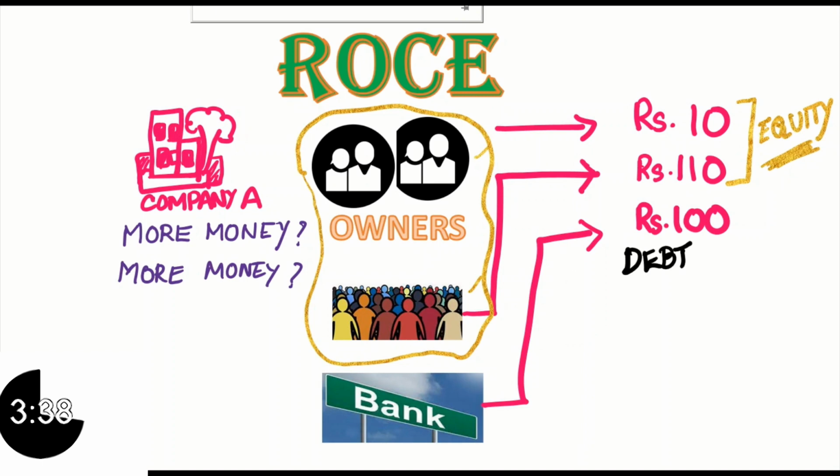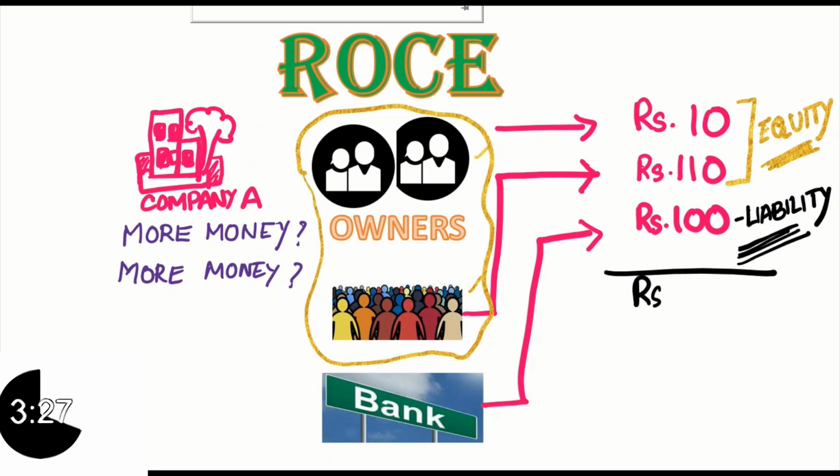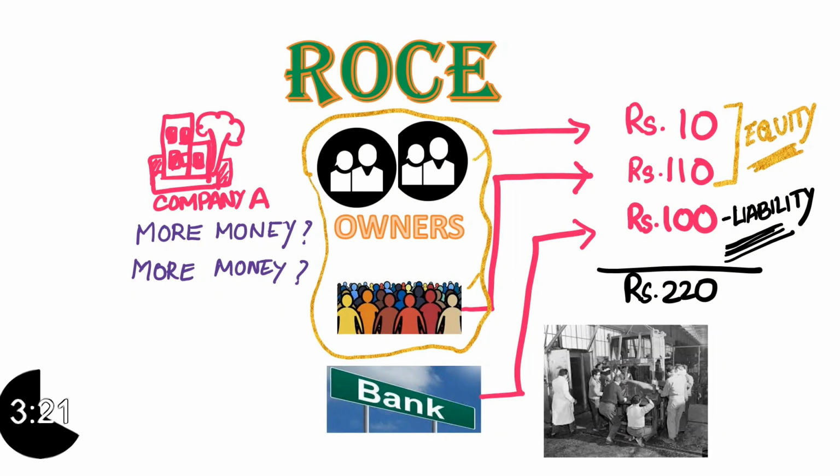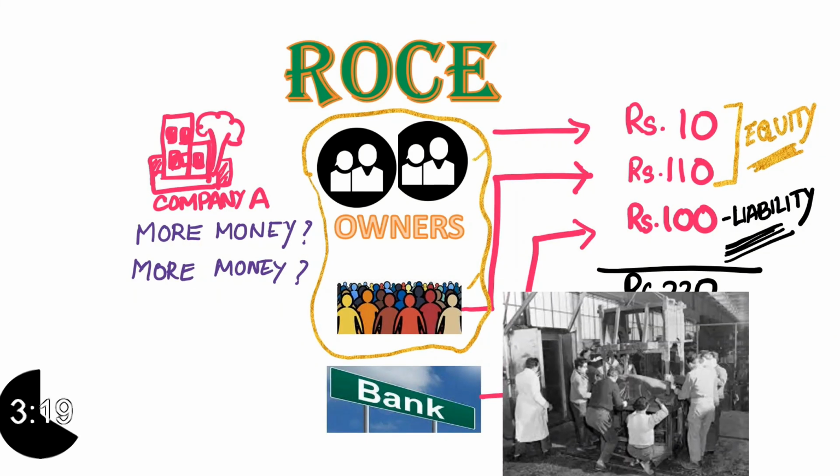The loan amount is nothing but the debt or liability. Many other kinds of liabilities may exist for the company, like bonds, which we are not discussing here. So totally, how much money is invested in the company? 220 rupees, with which the company set up its business.